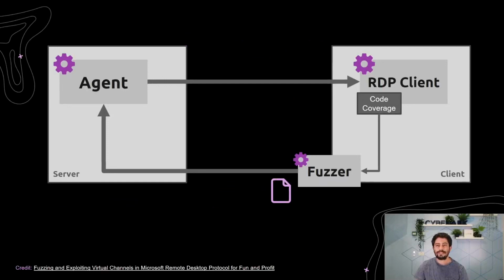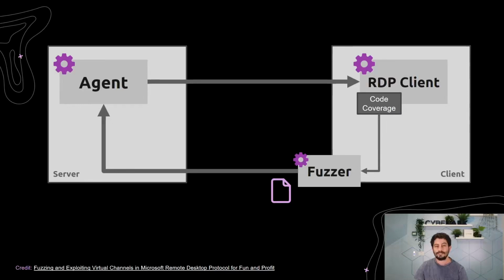So the basic setup for fuzzing RDP looks something like this. And I should say that the credit for these architectures should go to Park, Young, Kim, and Lee from Korea University, and you should really check out their Black Hat talk that we linked here. In any case, on the right-hand side, we have our target, in this case the RDP client, and as before, the fuzzer and the code coverage engine.